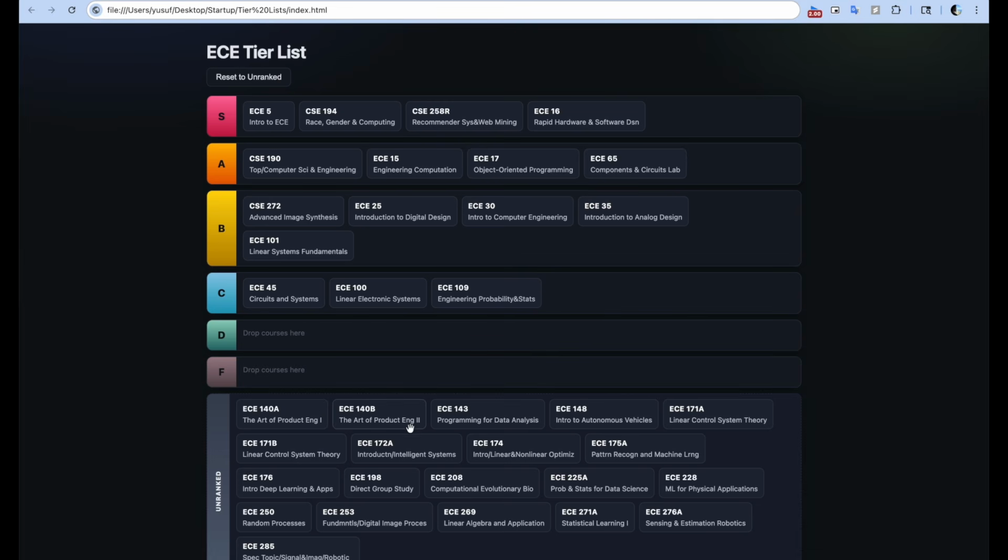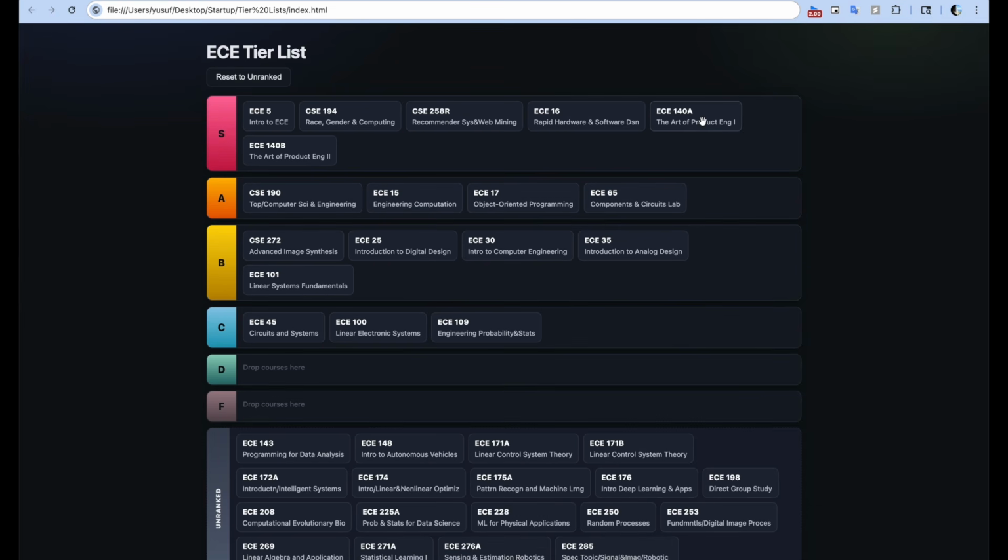ECE 140A and 140B. So these two classes are goated. These are actually S tier, both of them. One reason why it's S tier is because 140B will count as your design requirement. So that's very, very good.